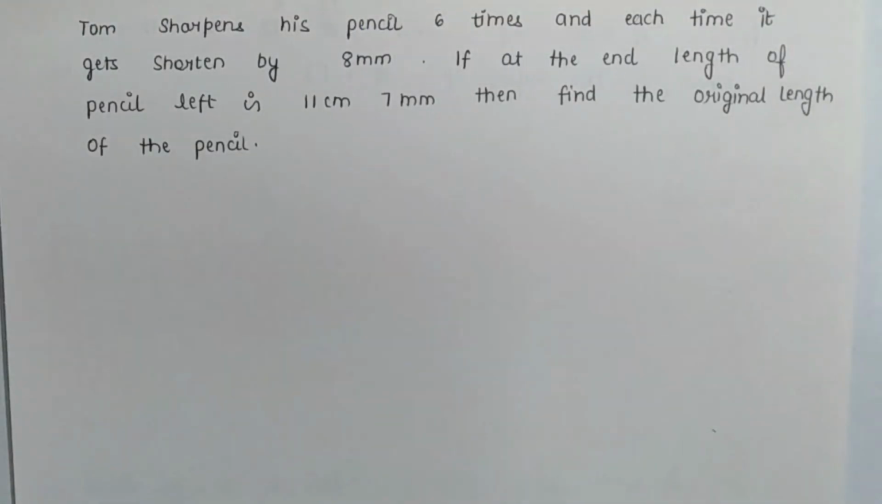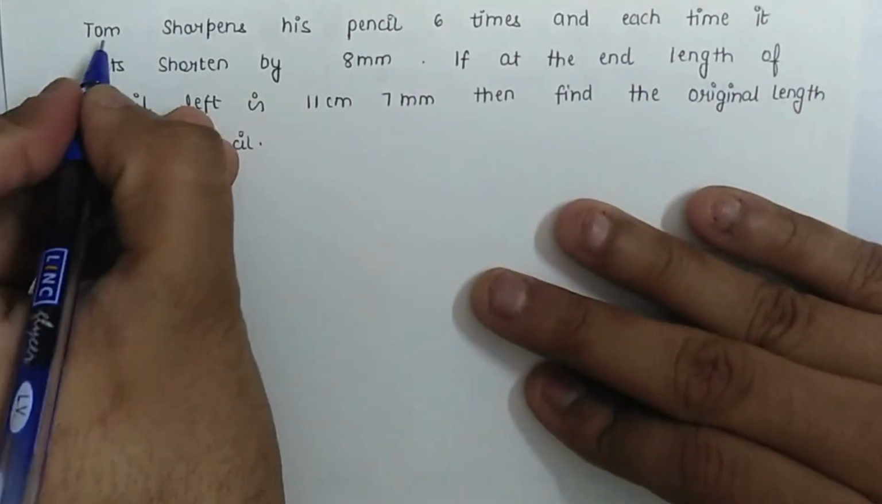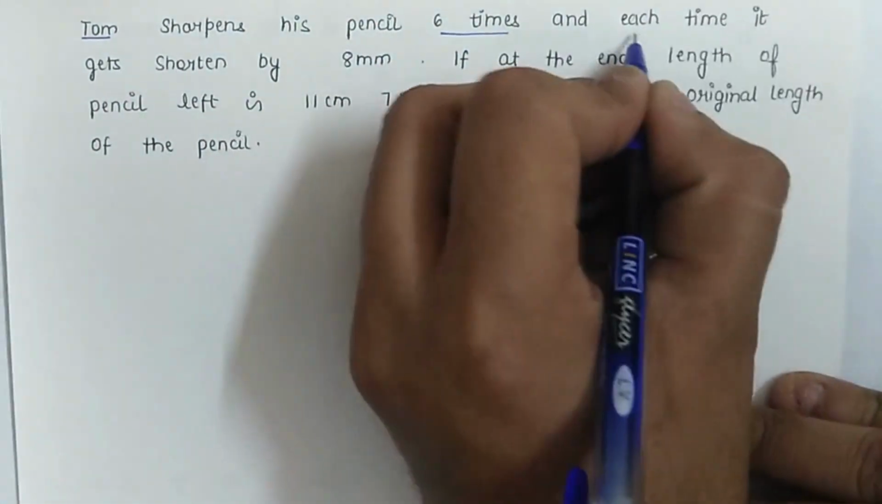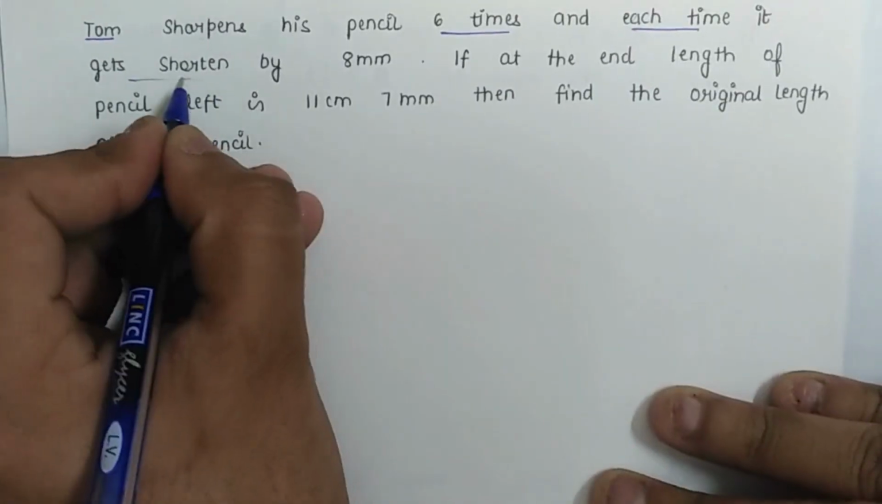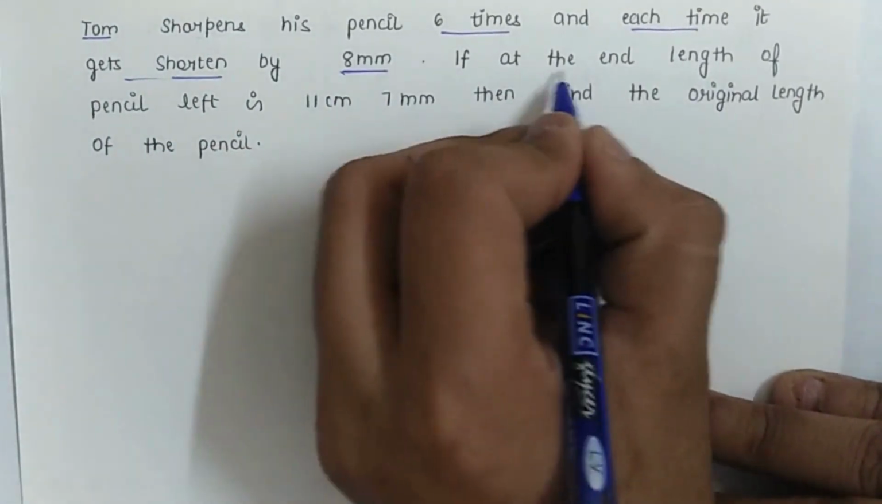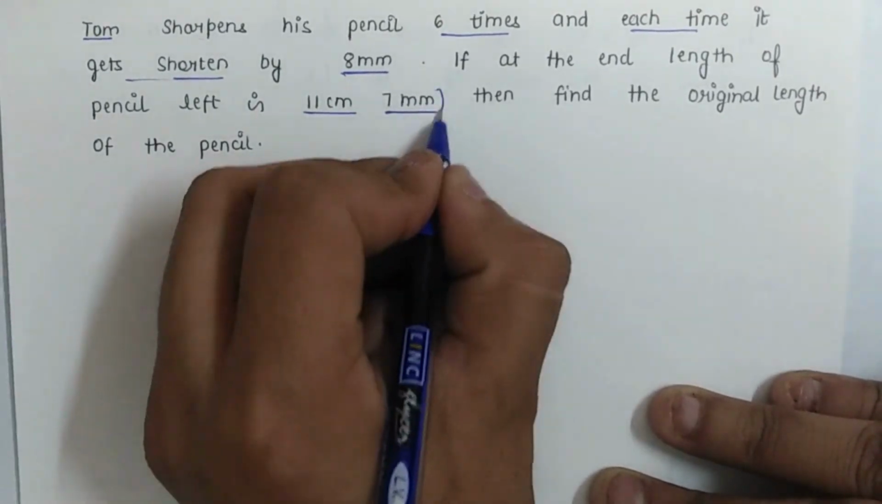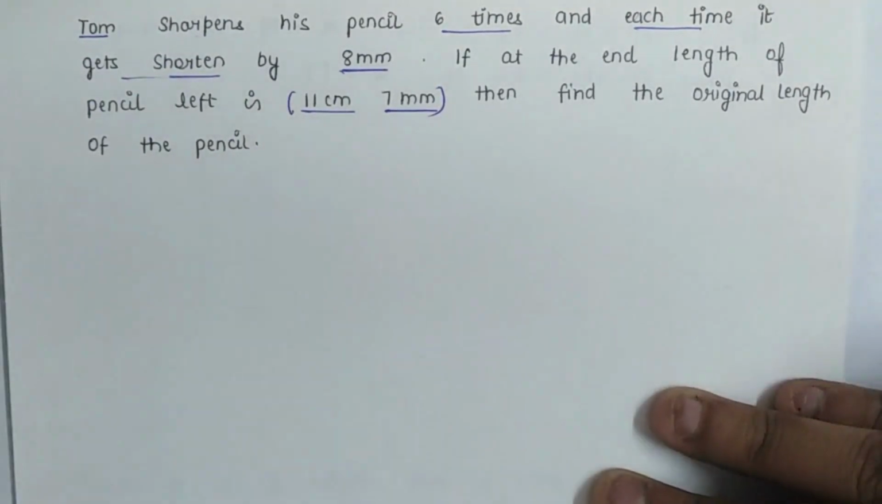Let's take a look at this question. It is given that Tom sharpens his pencil 6 times and each time it gets shortened by 8 millimeter. If at the end the length of the pencil left is 11 centimeter 7 millimeter, that is combined, then find the original length of the pencil.